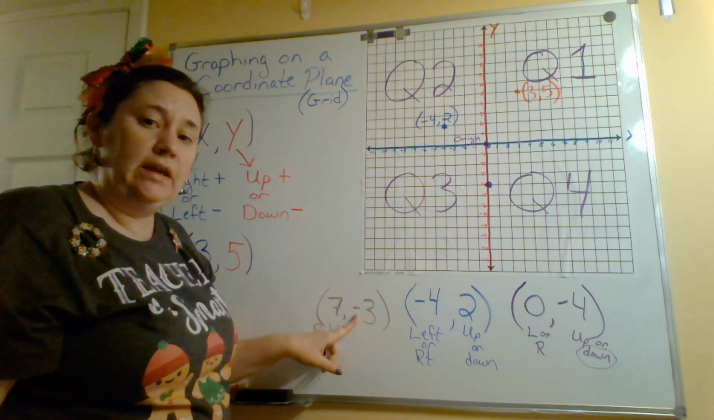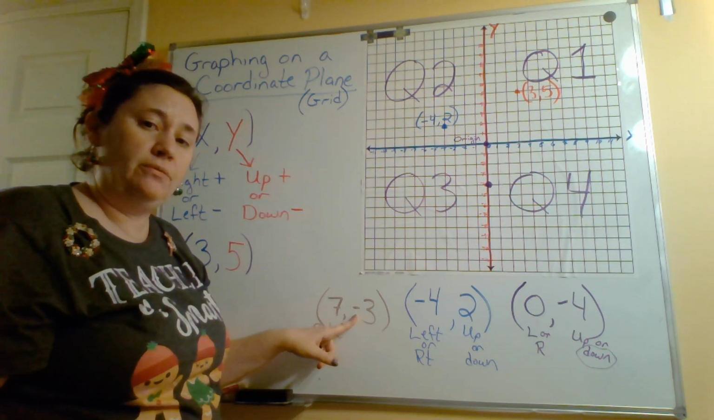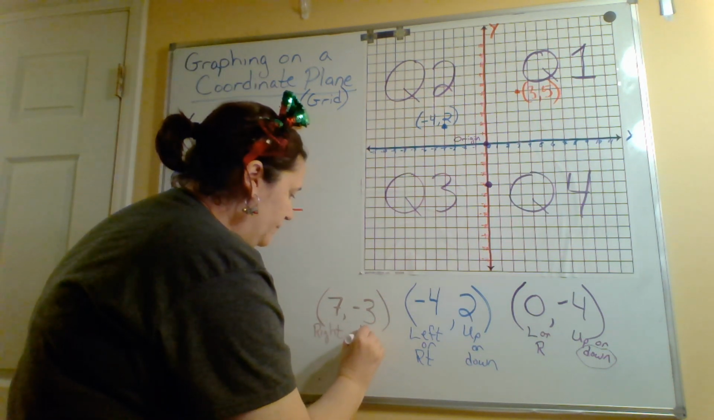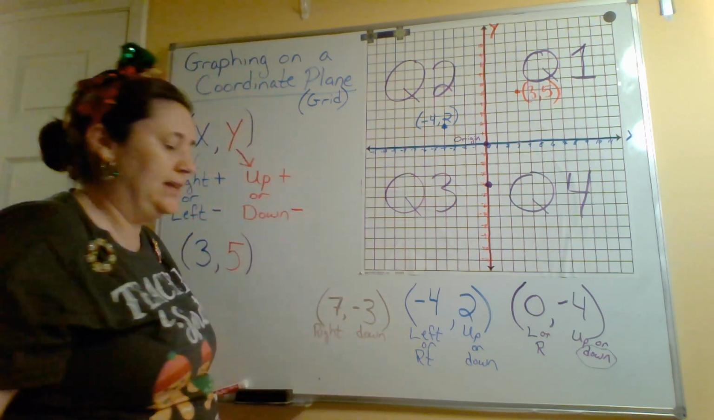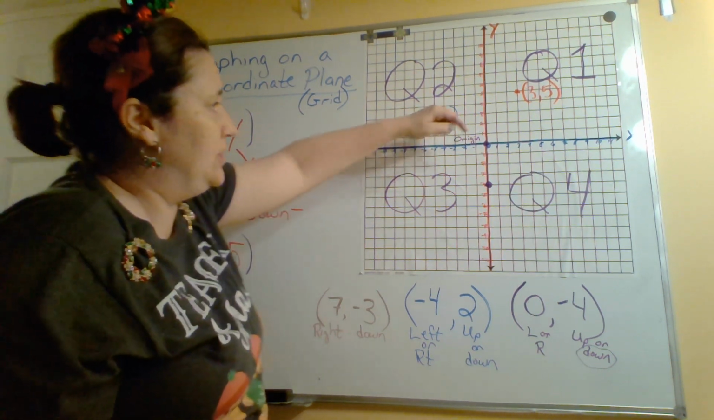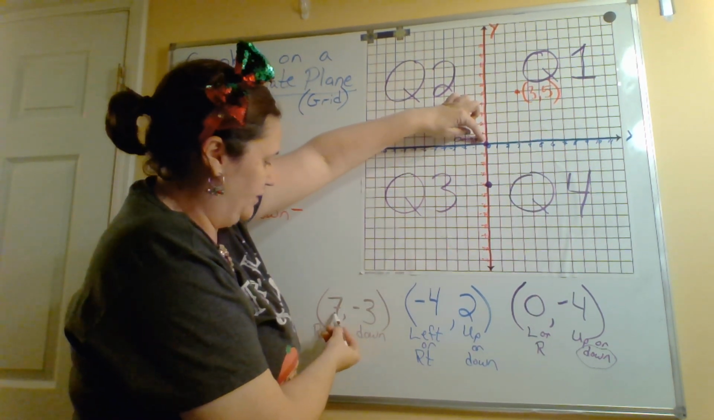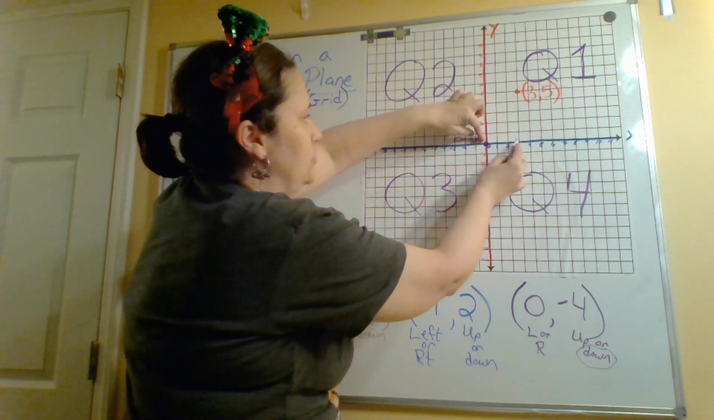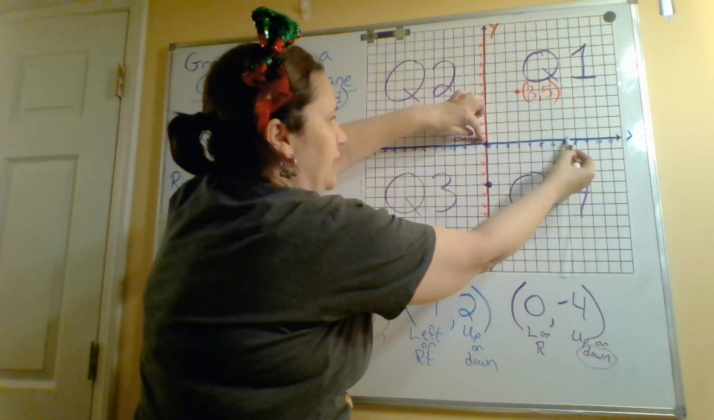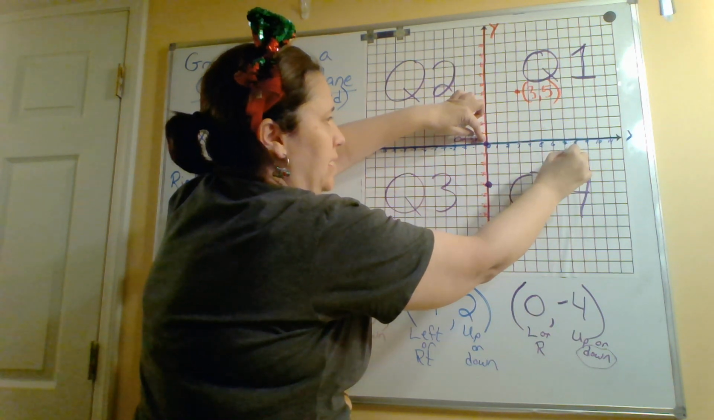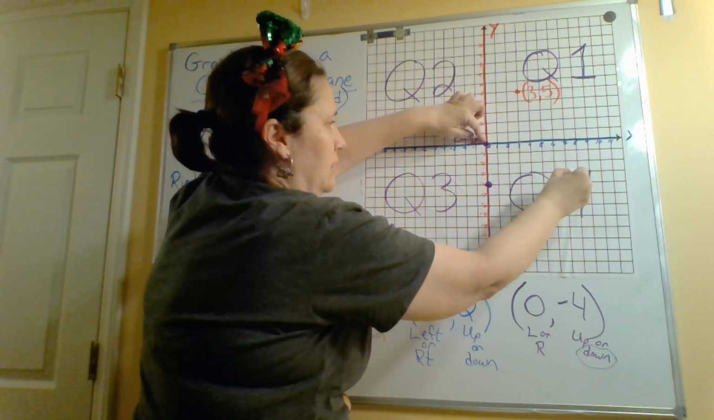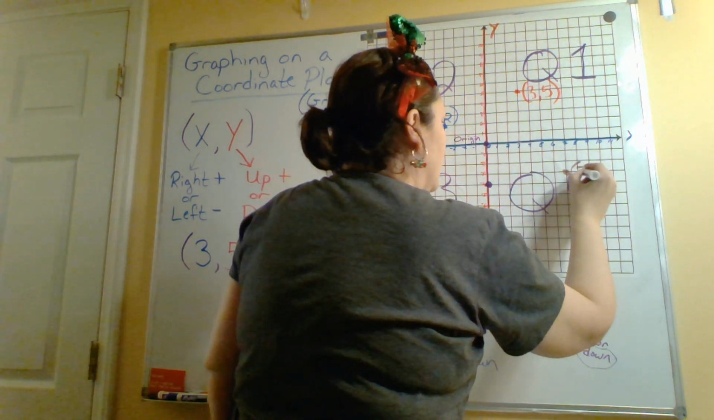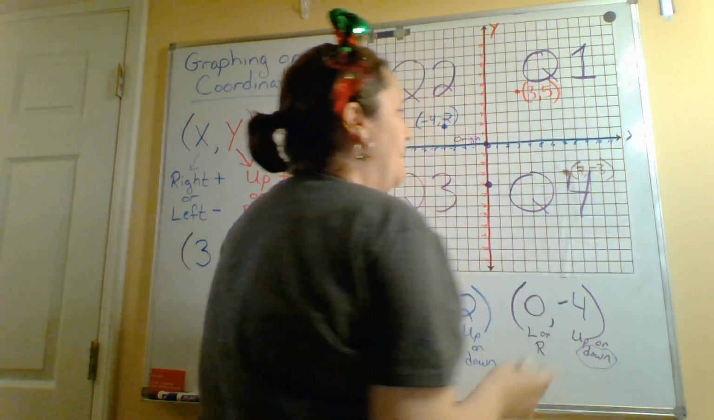Then -3. Am I going to go up 3 or down 3? I'm going to go down 3, because it's negative. Let's start at the origin and let's do some counting. I have to go to the right 7 and then down 3. 1, 2, 3, 4, 5, 6, 7. And then down 3. 1, 2, 3. There's my point. That is the point (7, -3).